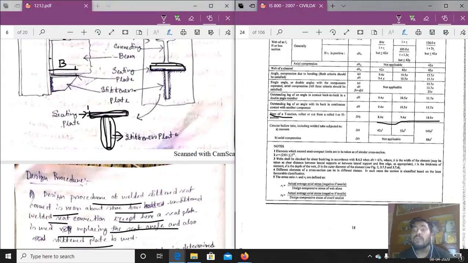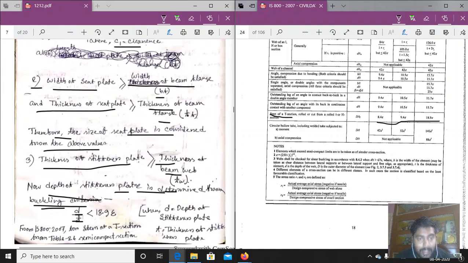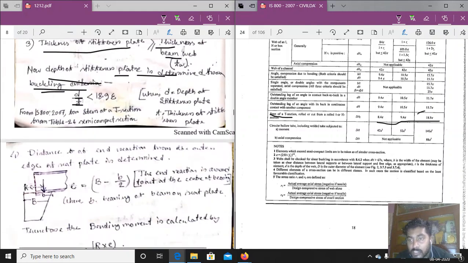Which value to be taken? Here, as a thumb rule, we will use this value as the required value, 18.9 epsilon. So d by t should be less than 18.9 epsilon. This is the maximum value. It should be less than that, d by t less than 18.9 epsilon.